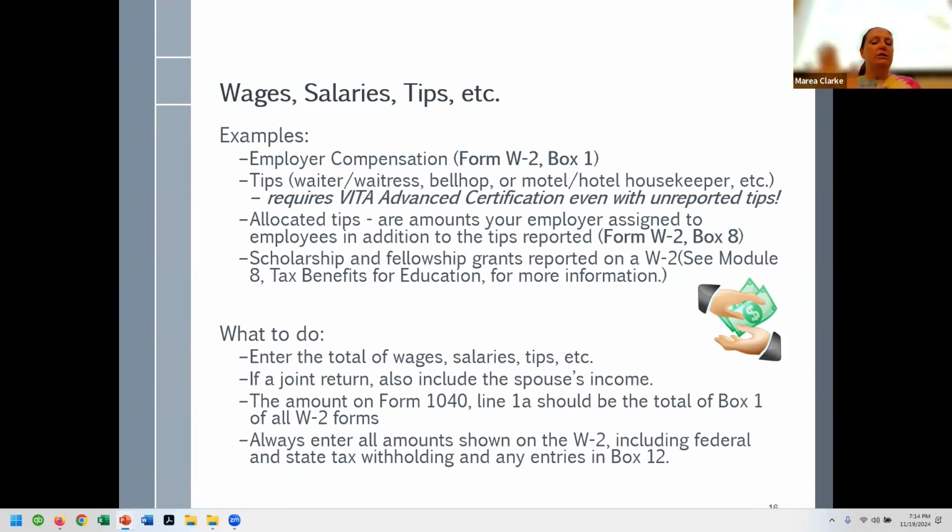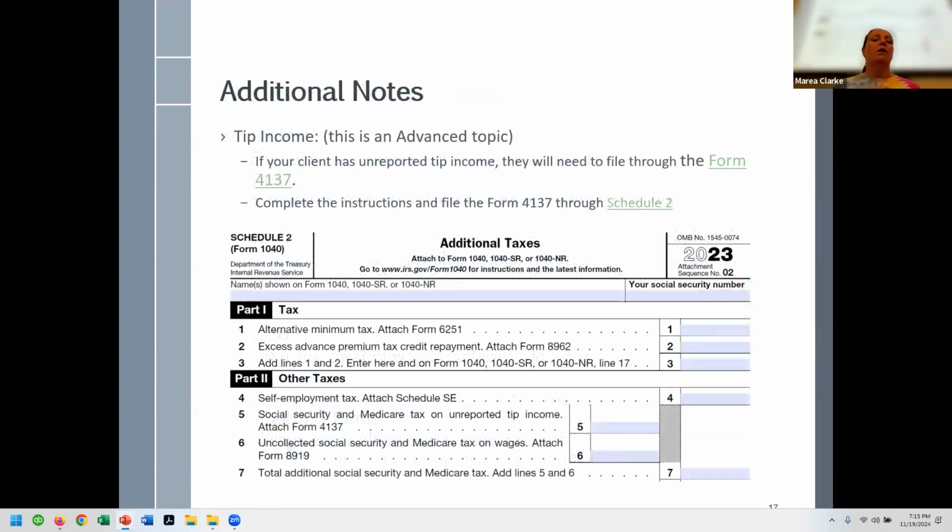When you have wages, salaries, and tips, whatever, the clients are going to enter the information from their W-2 form, right? Very straightforward. The entry on the software looks like, for the most part, sort of the W-2 form itself. All of that information is going to be entered. It's going to flow through the tax return properly.